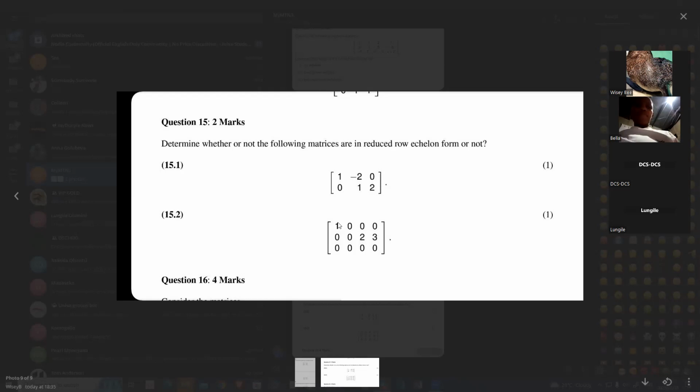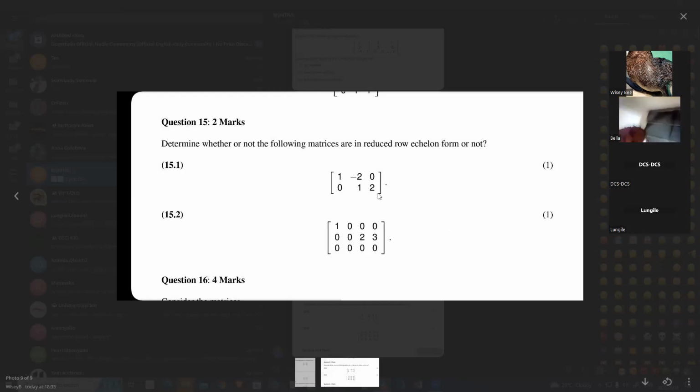Then this one, my first pivot point, do I have zeros? Yes, I have zeros. Then I move on to the next row. There's a 0, I skip the 0. There's a 0, I skip the 0. This is my pivot point. Do I have a 0 below my pivot point? Yes. Do I have a 0 above my pivot point? Yes. Great. Then I come to the third row. I skip these zeros. That means there are only 2 pivot points, and this one is in reduced row echelon form.